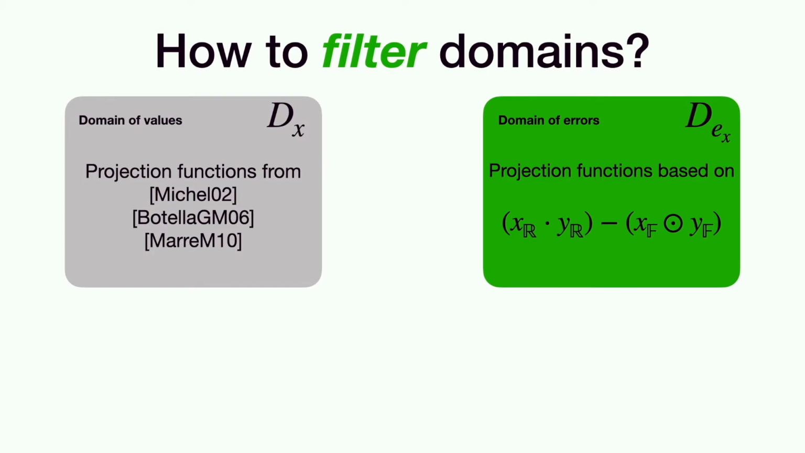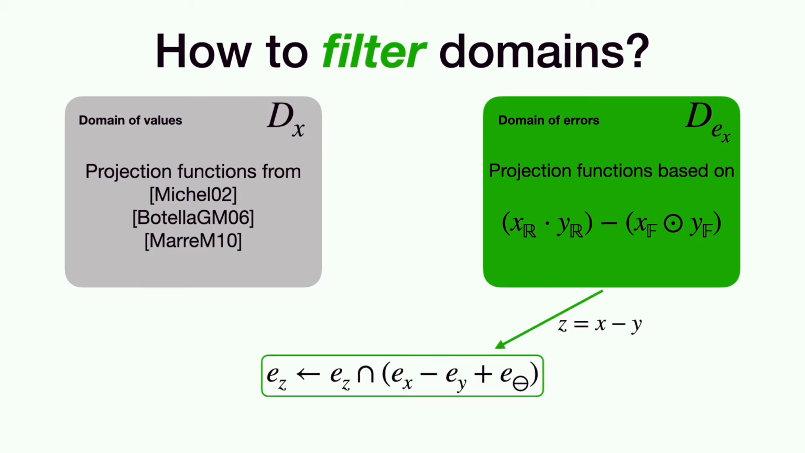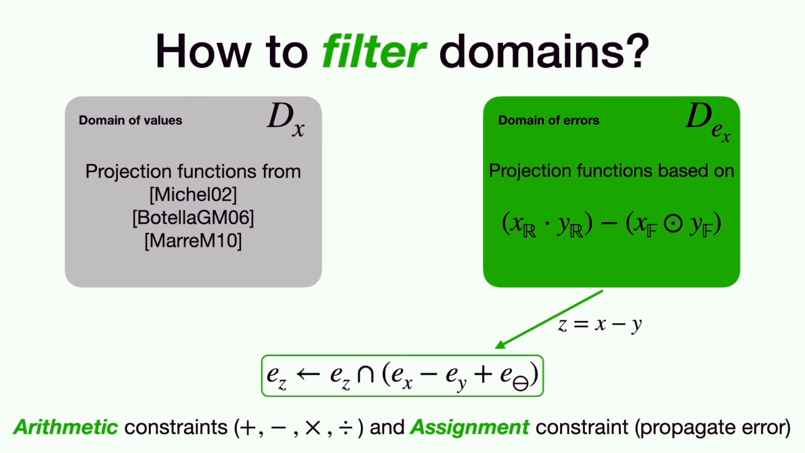This formula starts by doing the difference between the operation computed over reals and the operation computed over floats. For example, if we consider the subtraction constraint like z equal x minus y, we can compute the error of z by doing the intersection of its initial value and the expression computing its new value. This expression starts by doing the difference between the error of the operands, then adds the error generated by the elementary operation. All those functions are defined for arithmetic constraints, namely addition, subtraction, multiplication, and division, and an assignment constraint where it will propagate the error from one variable to the other.